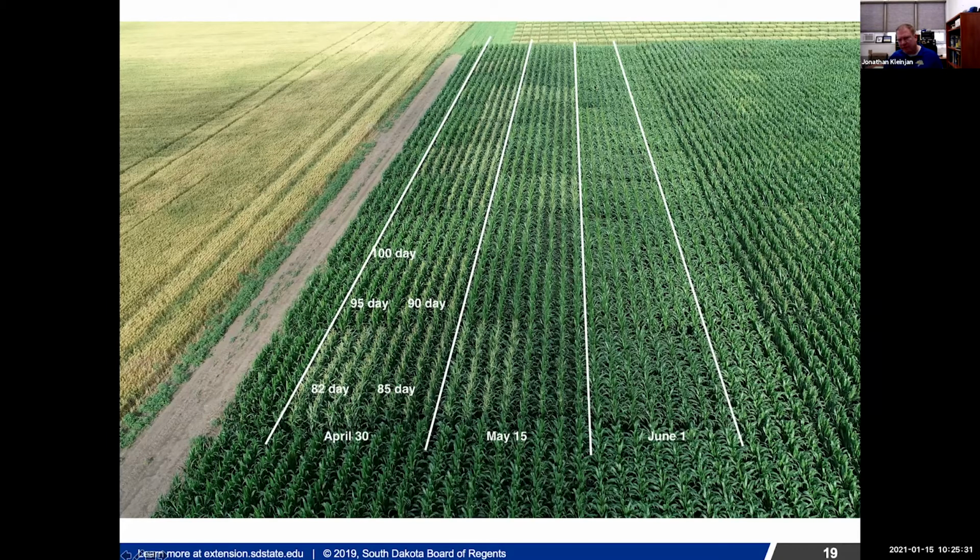I didn't fill those in at all, but this is replicated 3 times, randomized. May 15th is the same thing. You can see on May 15th, we're already getting tassels on our 82 day, and then June 1st. Hopefully that's pretty self-explanatory. I drew some lines in here so you can see the different planting dates. The study went in the ground great, with ideal planting conditions at every date, so I was pretty excited to see the results this fall.